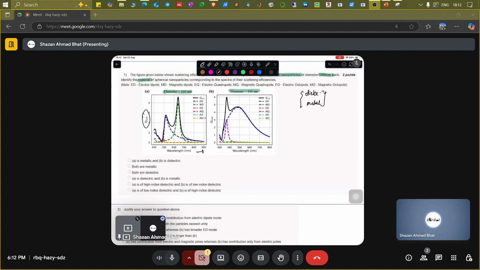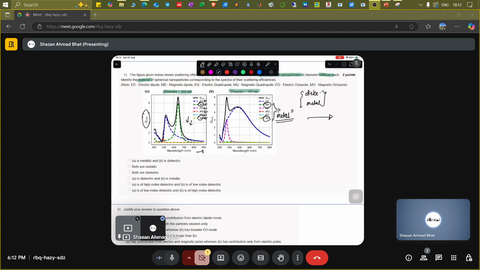The important thing is that there are electric dipoles, and this is the magnetic dipole, this is the electric quadrupole, magnetic quadrupole, electric octopole, magnetic octopole. In the case of metals, for example, in this particular system you have the magnetic dipoles, but here you don't have the magnetic dipoles. Similarly, here you have the magnetic octopole, but here the magnetic octopole scattering efficiency is zero. And this is basically the property of the metal.